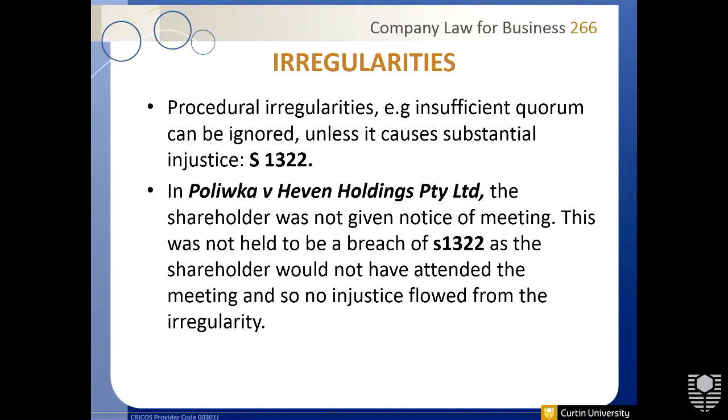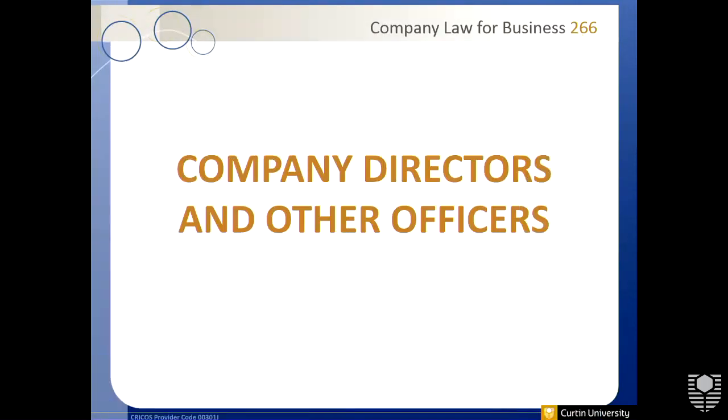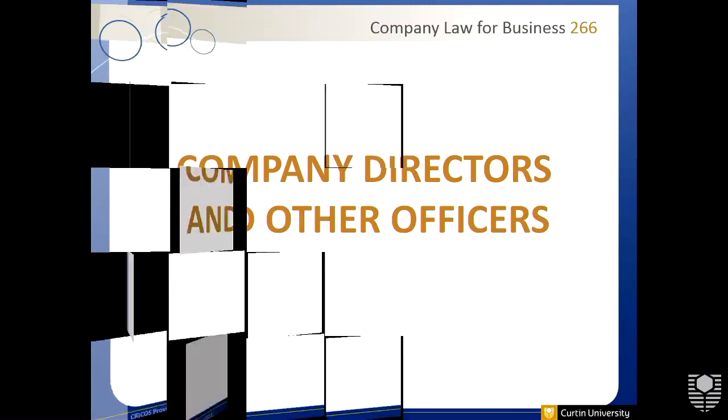All right? Sometimes they will just try to find a way to actually say there's a breach or something is not regular. Okay? So what we looked at up to now is members meeting. Now we are moving on to directors meeting. So we looked at division of powers, we looked at members meeting. Now we are going into directors. Before directors meeting, we are looking at company directors and other officers.